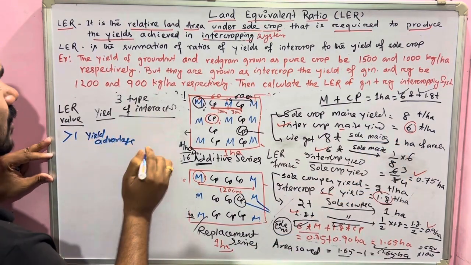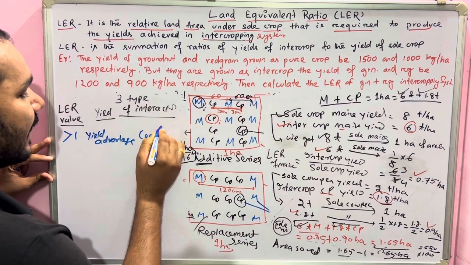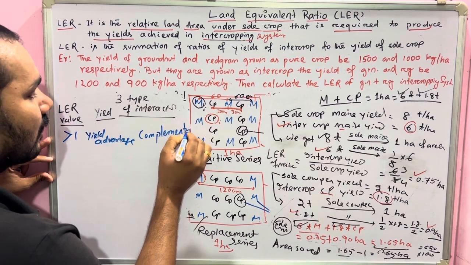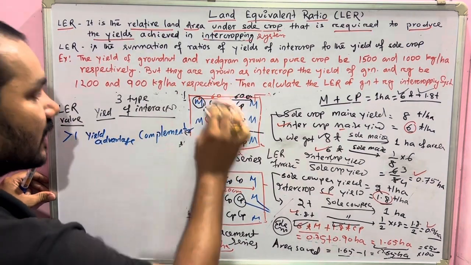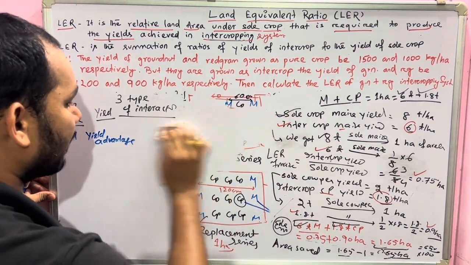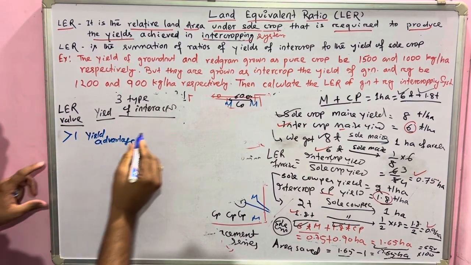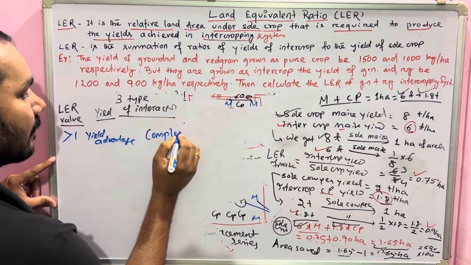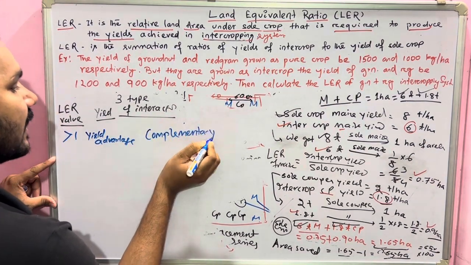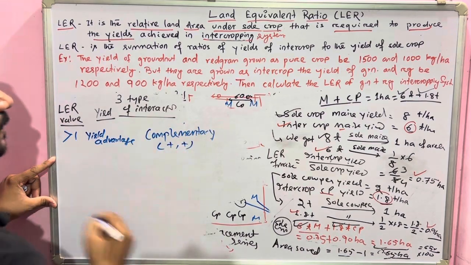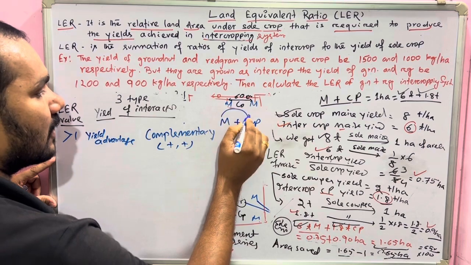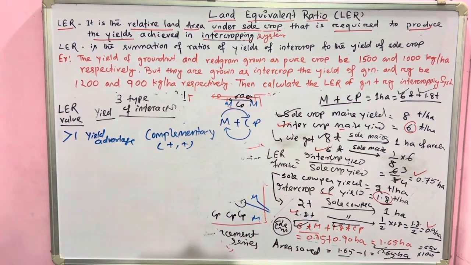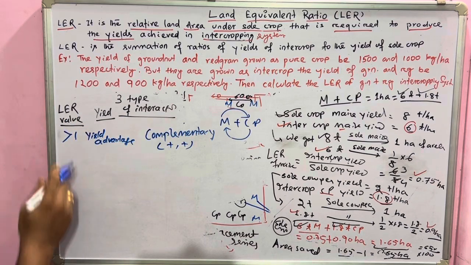What is the type of interaction? Sir, it is complementary interaction. Why complementary? Because both help each other, like maize and cowpea. Complementary interaction is positive. Maize will help cowpea, and cowpea will also help maize. So both yields will increase, hence the LER value will be more than 1.